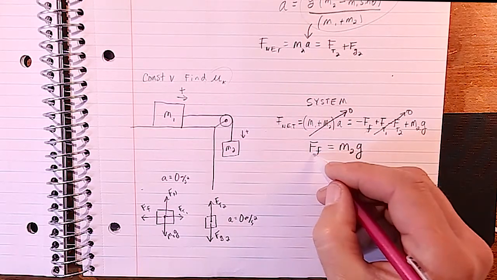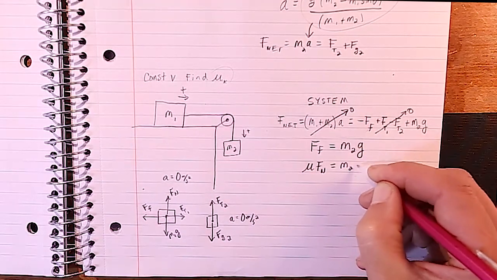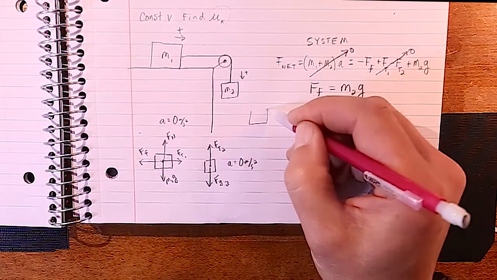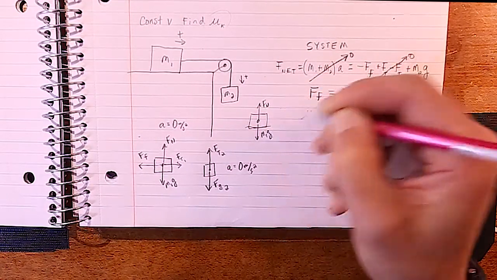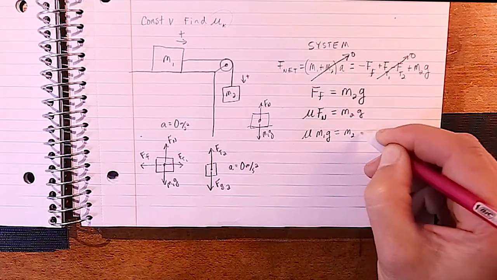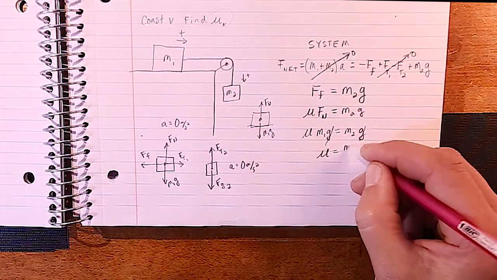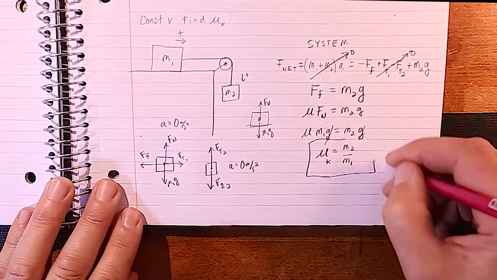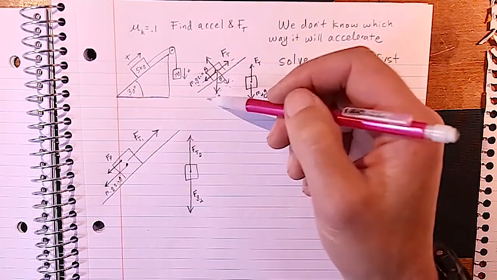m2g. Well, we know that the force of friction is mu Fn, and that's going to be equal to m2g. But the force normal on a block that's just sitting on a flat surface is just equal to its weight. So Fn up is equal to m1g. So this becomes mu m1g equals m2g. And we have a g on both sides, so we can cancel them out. We're left with mu is equal to m2 over m1, and because it's sliding, this means it's kinetic friction, so that's mu k.